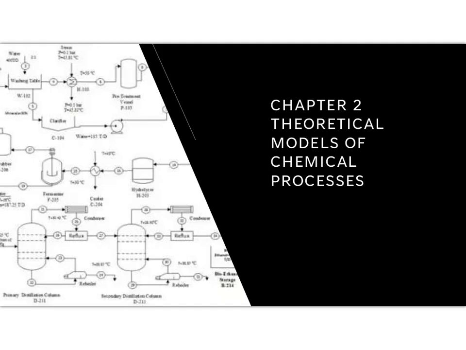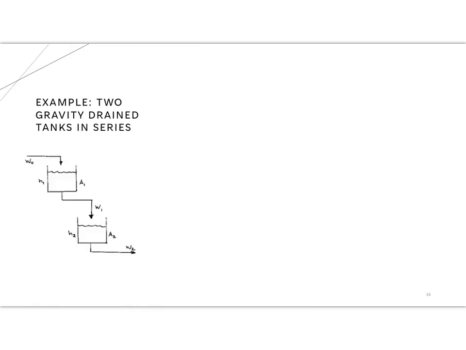And in the last video, we went through the methodical process for creating models. In this example, we're going to be looking at two gravity drained tanks in series. This is probably the easiest of the examples that I will be doing, but I want you to try to do this problem before I do it. Okay. So, first, think about what are the things in this diagram that are probably constant.